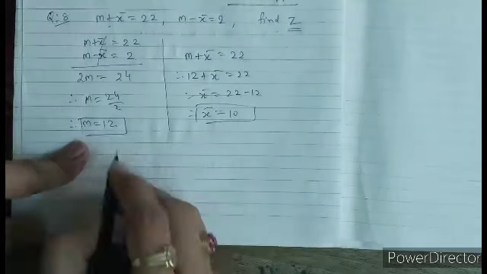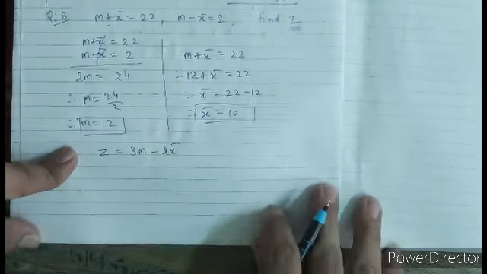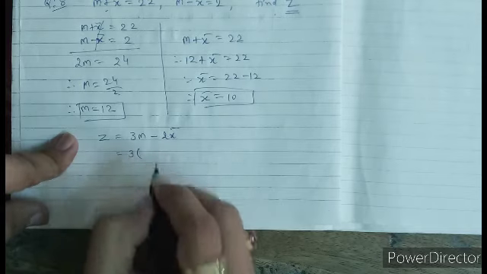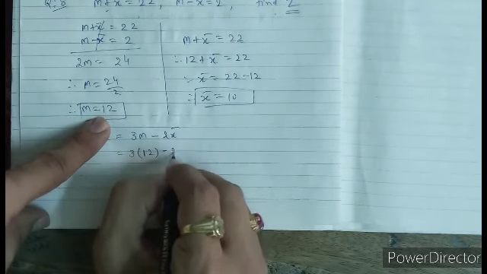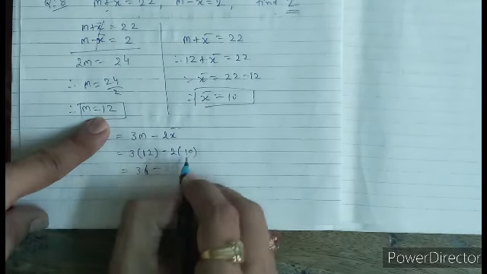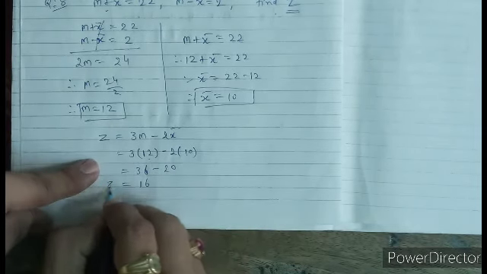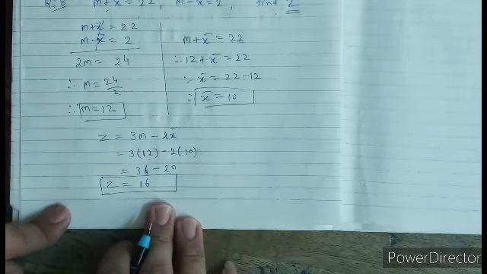Now as we want z, we can use the equation z equals 3m minus 2x bar. Applying the values, we get 3 into m, which is 12, minus 2 into x bar, which is 10. 12 into 3 is 36 minus 2 into 10 is 20. Therefore 36 minus 20 is 16. This is the value of z. So this way we can get the value of z mode. So this was the empirical relationship between all the three measures of central tendency and the sums based on this equation. So this is the end of this chapter.